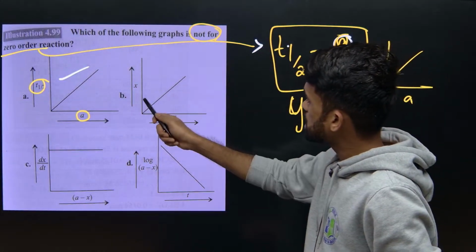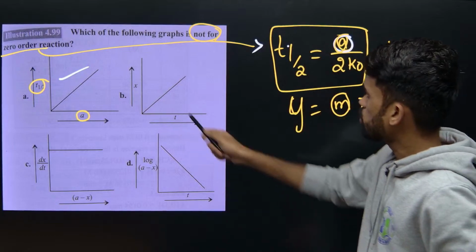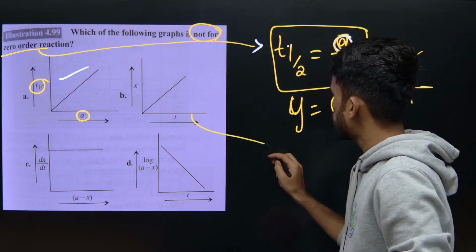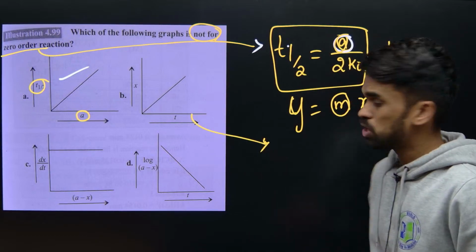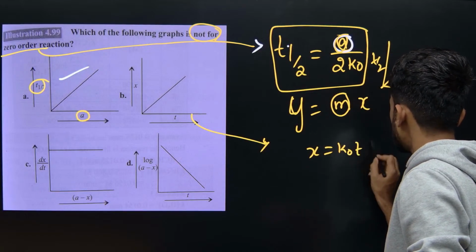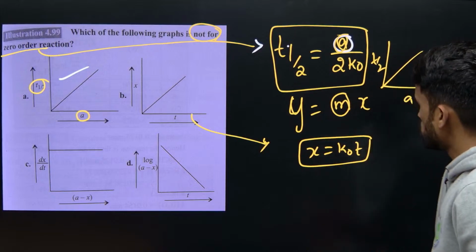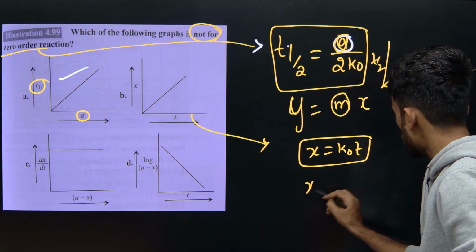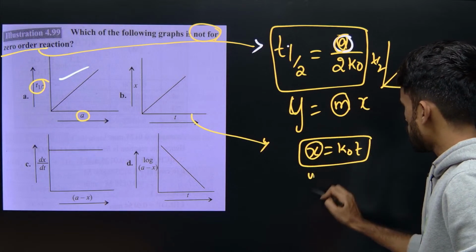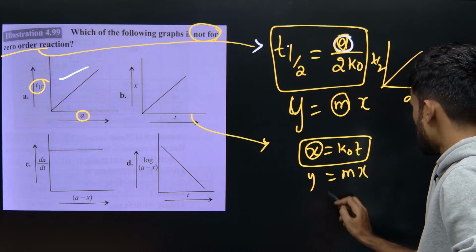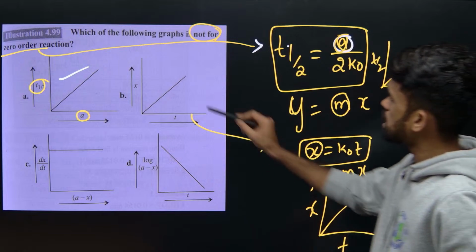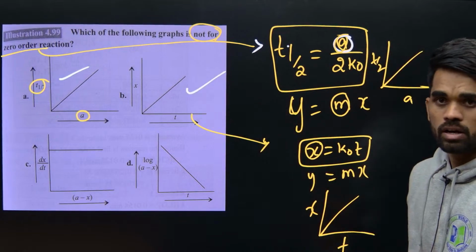Now look at this graph, x versus t. How do we get this? This is an integral equation graph, the integral equation for zero order. What is the integral equation? You will get x equals K0 t as the integral equation for a zero order reaction. So from this you can say x equals K0 t, where x is y and K0 t is mx. Then x versus t will give a straight line like this. So this also corresponds to a zero order reaction.